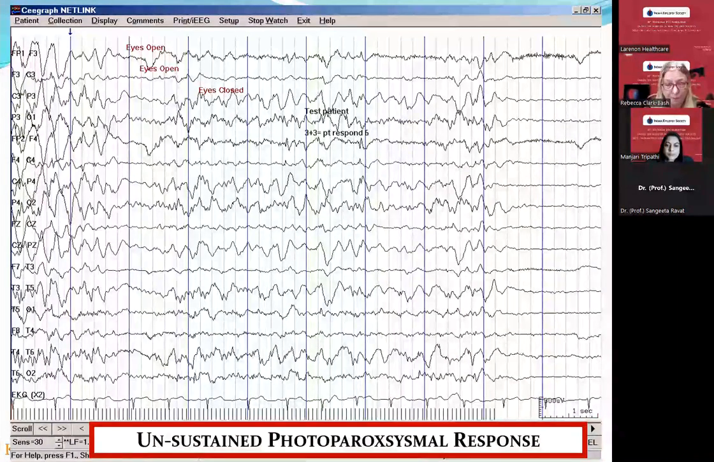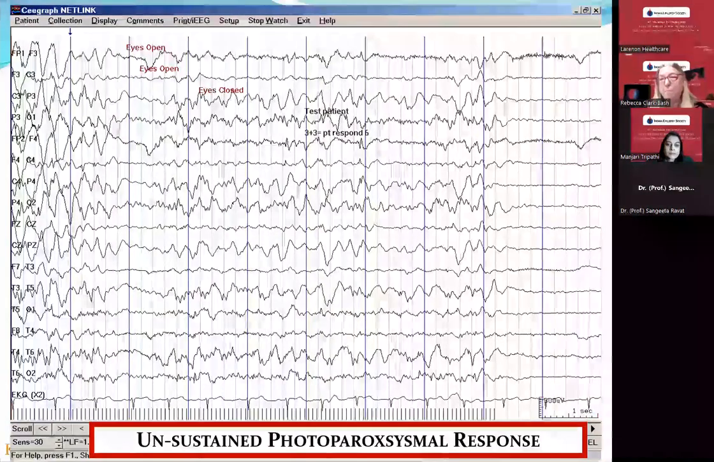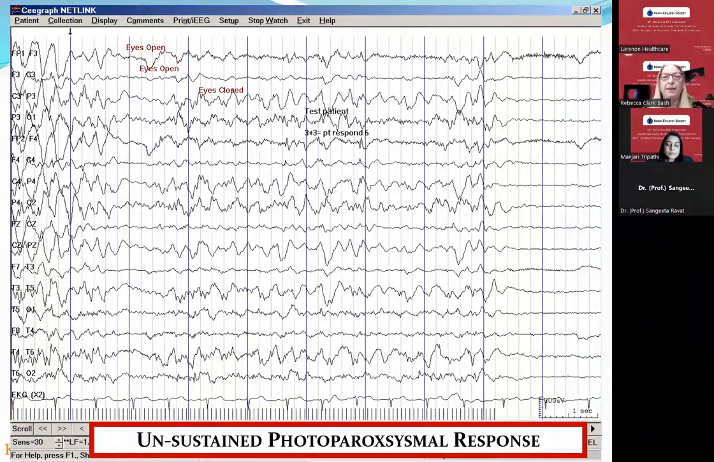Now, at the end here, when the light was finally turned off, probably by reaching the duration of the programming on the EEG equipment, when the light does get turned off, that generalized activity goes away. So that has less correlation to clinical seizure manifestation.